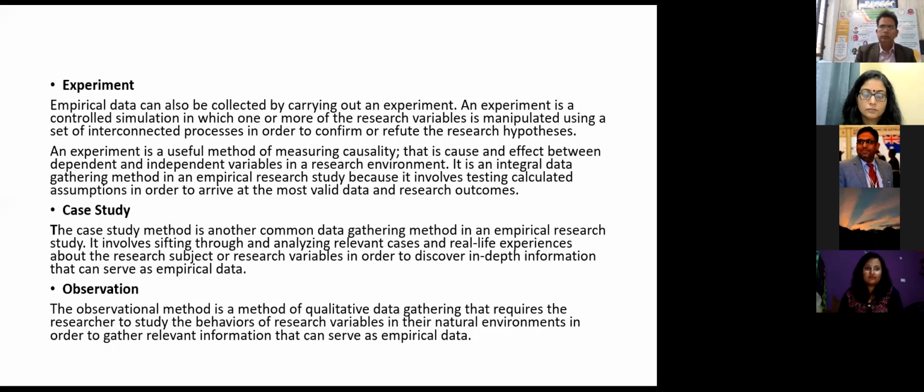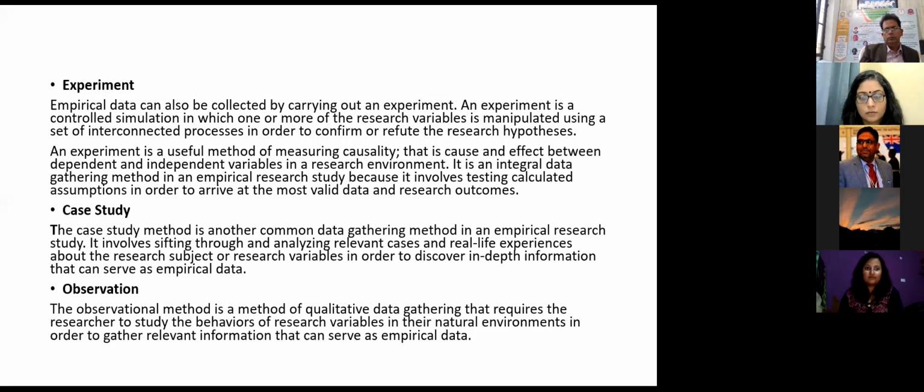So an experiment is a controlled simulation in which one or more of the research variables is manipulated using a set of interconnected processes in order to confirm or refute the research hypothesis. An experiment is also a useful method for measuring causality, that is the cause and effect between the dependent and independent variables. Okay, dependent and independent variables, like what causes depression. Suppose you are taking a young group and they say, I should have this phone, I should have this much pocket money, I should have this, so that will give me happiness.